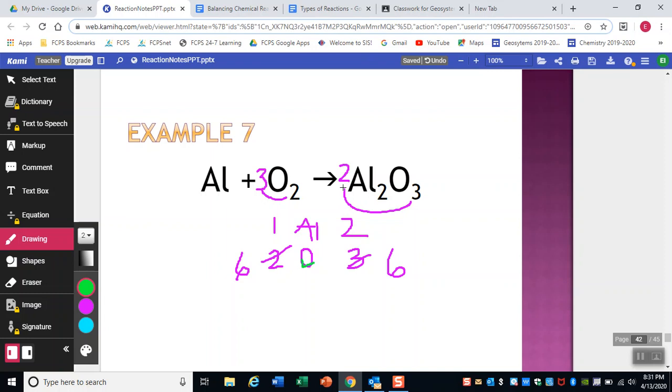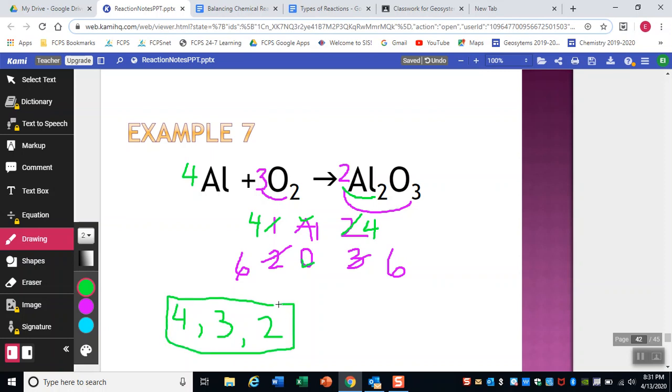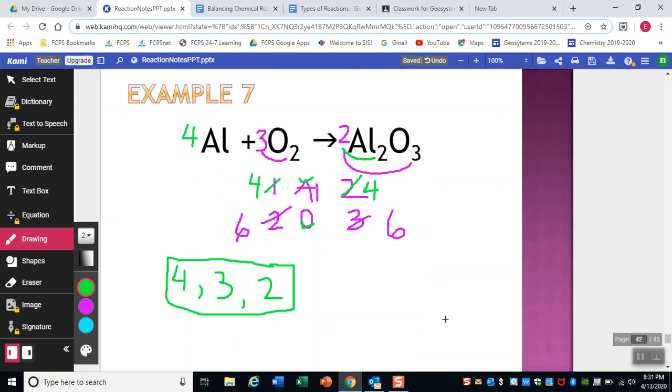But now I have 2 times 2, I have 4 aluminums. So luckily aluminum's over here all by itself, so I can put a 4 in front, it doesn't change anything. So now I've got 4 aluminums, and 2 times 2, I've got 4 aluminums. So my aluminums check out as well. So my coefficients would be 4, 3, 2. So that is a synthesis reaction, right? You have 2 reactants, and you end up with 1 product.